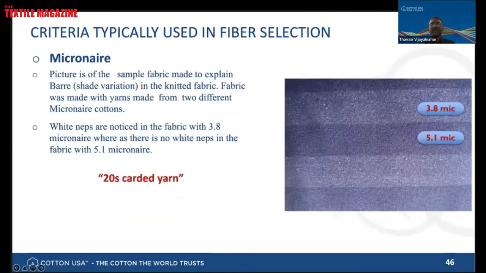This is again to highlight the importance of micronaire on dye pickup. Everybody knows about it, and it is one of the challenges for many spinners. I have put this picture just to highlight it. If you look carefully, you can clearly see with a 5.1 micronaire in a carded count, this is with a 20s carded count, you don't see any neps. Whereas with 3.8 micronaire, you see some white neps. It does not mean that all 3.8 micronaire cottons are immature. Again, it is decided by the fineness value of that cotton.